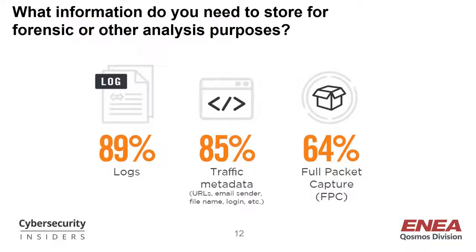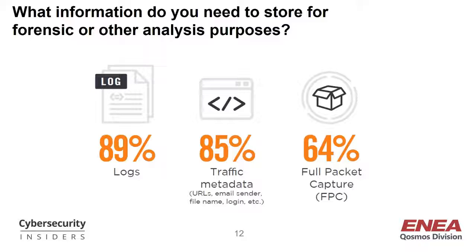Now, finally, we asked cybersecurity professionals what information they need to store for forensics or other analysis purposes. And at the top of the list are logs, cited by 89% of the respondents. And the next most common type of data is traffic metadata, URLs, email sender, file names, etc., mentioned by 85% of our audience, followed by full packet capture. Eric, it looks like we need to consider a lot of data sources for analysis. What role do DPI sensors play here?